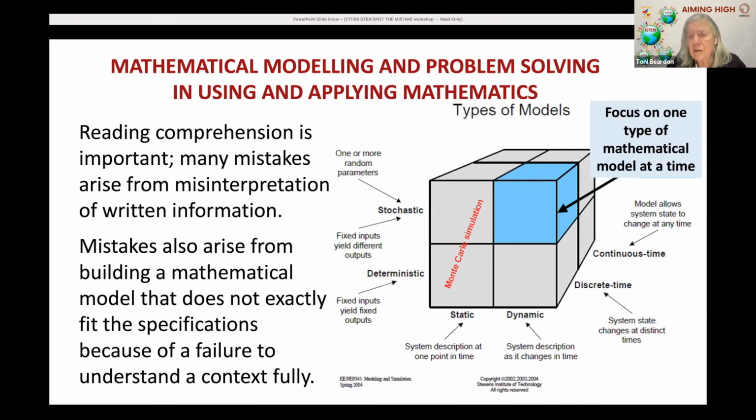Now, there are 8 different types of mathematical modeling, and here in this illustration, the bottom layer is deterministic. What it means there is there's no probability involved. For a fixed input, you'll always get the same output. The other half, the top layer, is what we call stochastic. What it means is probability is involved. So at least about half the situations that we use mathematics for, there's probability involved.